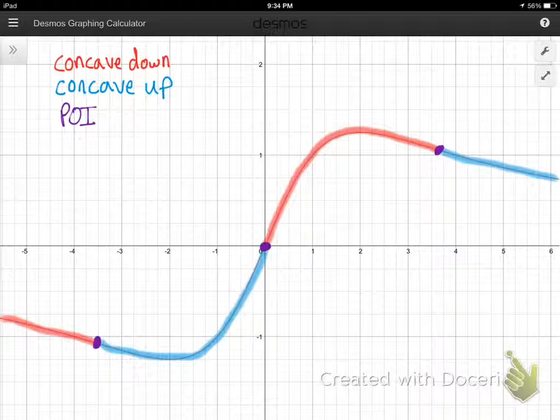Okay, this video did turn out to be a little bit long, but remember, a lot of the work was in finding that second derivative. Once we found that second derivative, the rest of the problem flows from there. Hopefully this helps you as you're trying to tackle these problems with concavity and points of inflection.